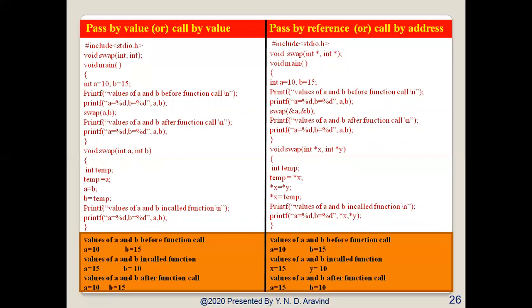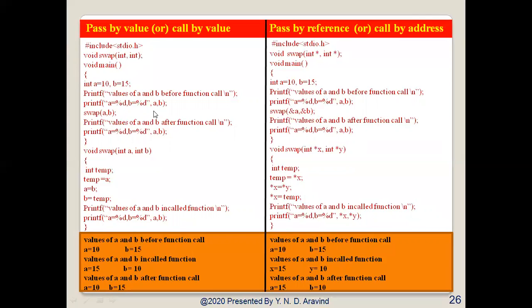Now, let us see another program for call by value and call by reference. For this, I am using the same technique, swapping program. So swapping the values. Initially A value is 10 and B value is 15. First I have declared the swap function that is having two int variables. What is the advantage of declaring int? Since I have not given any name in the declaration, in the definition section I can give any name.